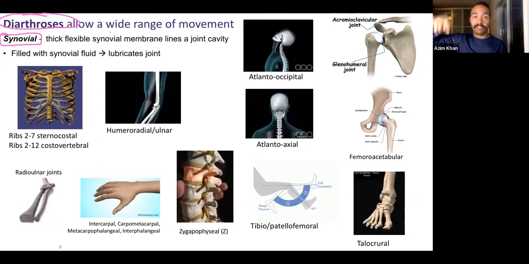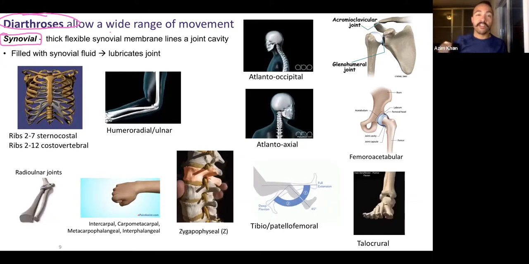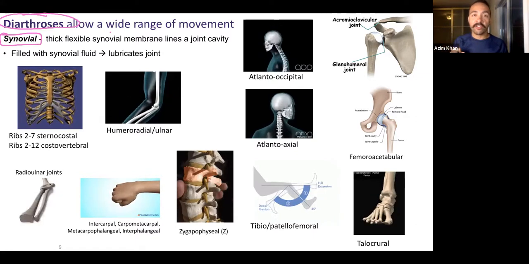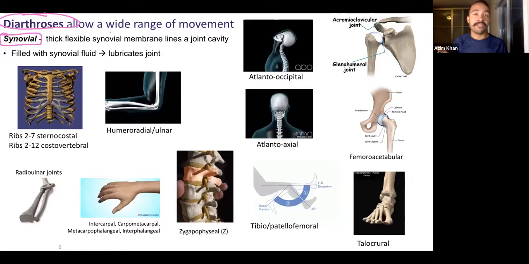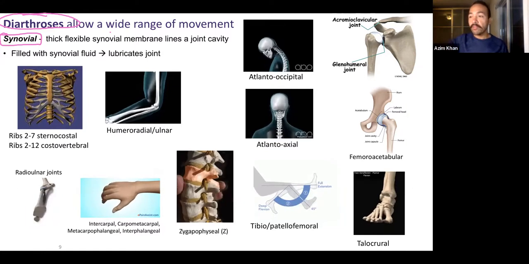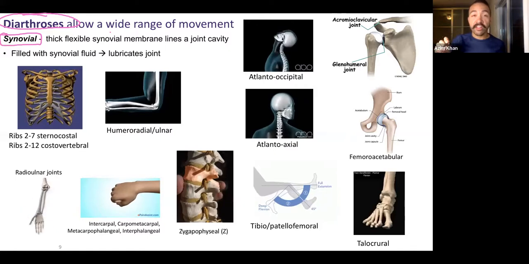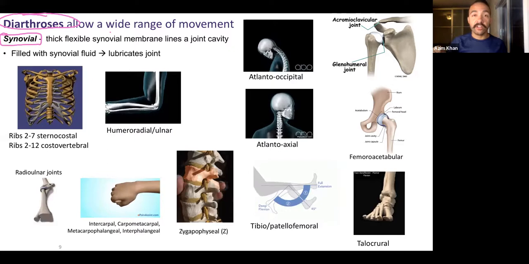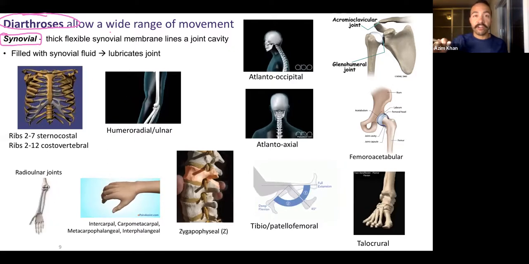If I'm moving my wrist, moving my elbow, moving my shoulder, you want lubrication as the bones move across each other. You don't want that rubbing together. That will cause damage. That's very painful. No fun. So for all of these, there's no other category here. All diarthrotic joints are synovial. Synovial joints are diarthrotic.